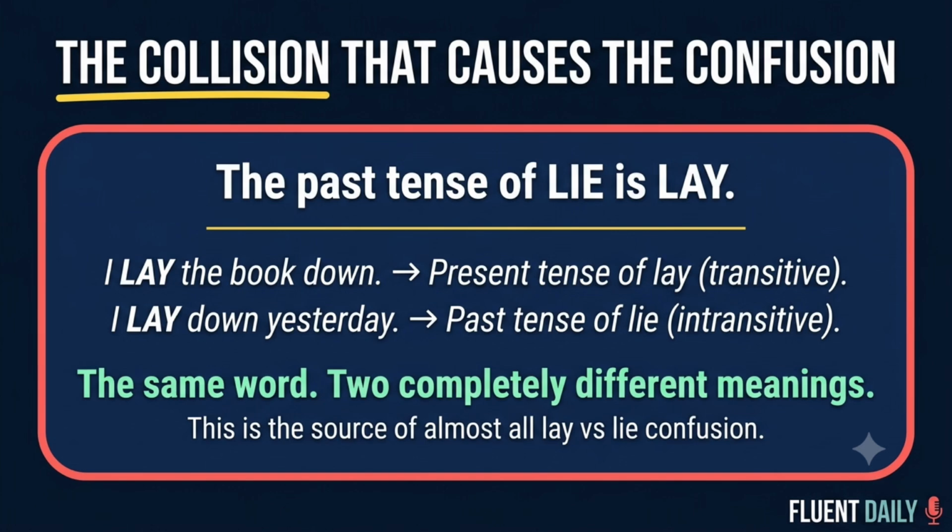The confusion has one specific source. The past tense of lie is lay. I lie down every afternoon is present tense. I lay down yesterday afternoon is past tense. The word lay appears in both sentences, as the present tense of the transitive verb in one case, and as the past tense of the intransitive verb in the other. This is the collision that trips up even very careful native speakers. The past tense of lie looks identical to the present tense of lay. Add in the past tense of lay, which is laid, and the system becomes genuinely challenging to navigate.